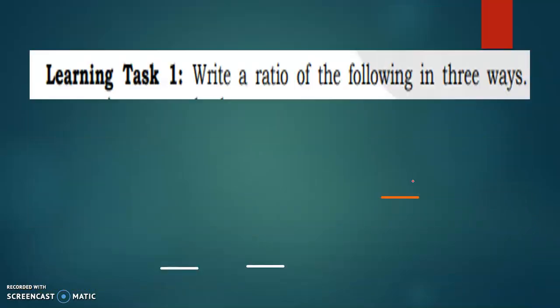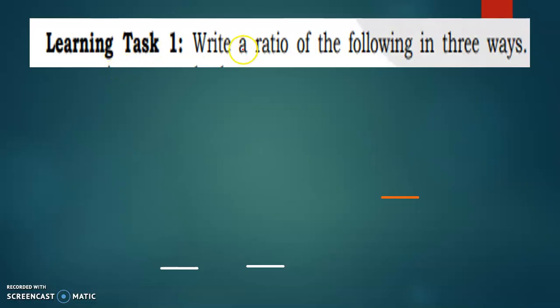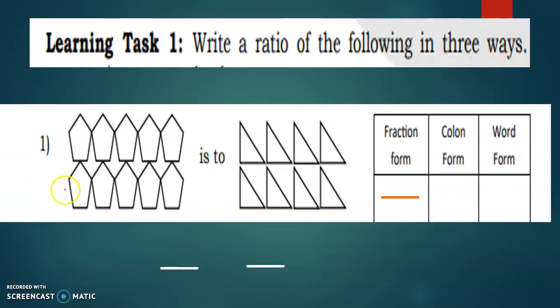Okay? Now, learning task 1. Write a ratio of the following in 3 ways. Okay, subukan natin. Okay, let us try this one. The ratio of pentagon to triangles naman. Okay, alamin muna natin ang bilang ng pentagon. Pentagon, 1, 2, 3, 4, 5. So that is 10. And then the triangles is just 8 naman.